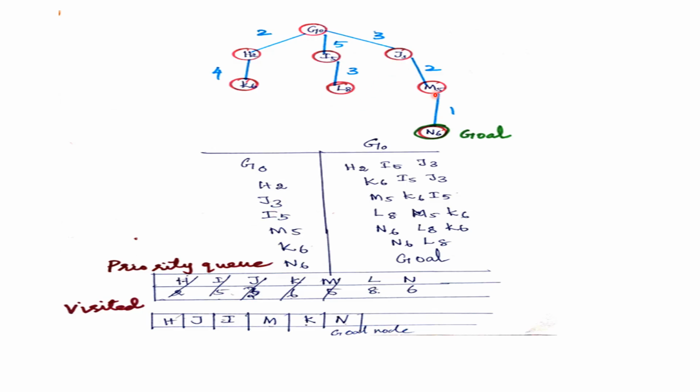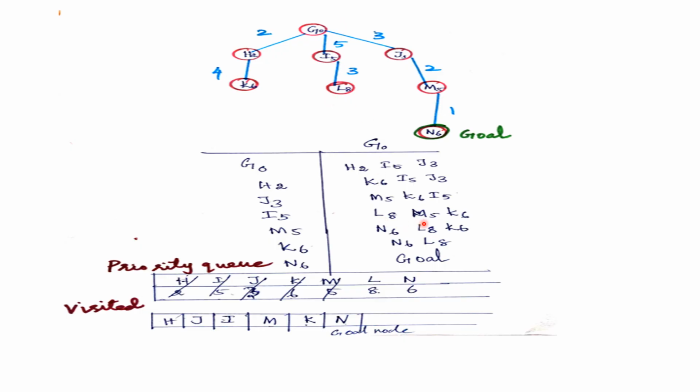J is connected with M, and M comes into the priority queue. Then comparing all the values, we can find out which node comes first. Based upon the priority queue, I5 will come first. Then I is kept in the visited list and we expand I. I is connected with L and the cumulative cost is 8.